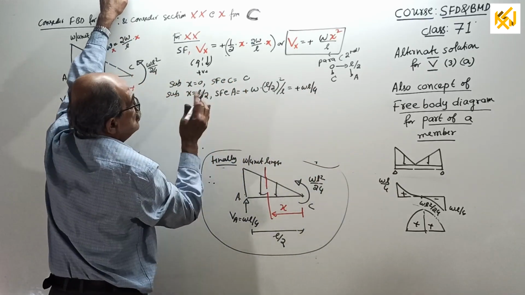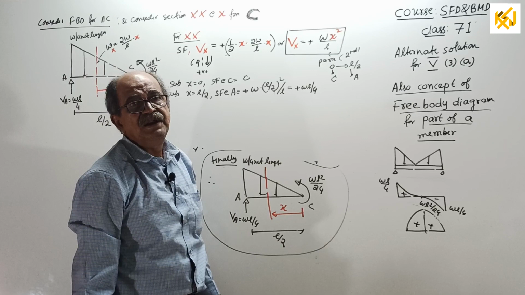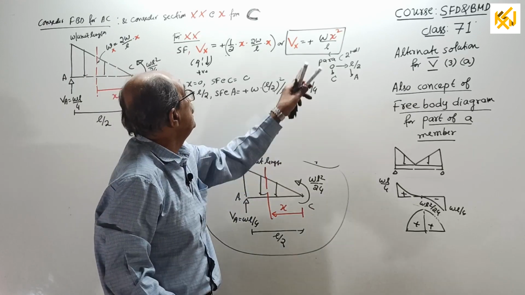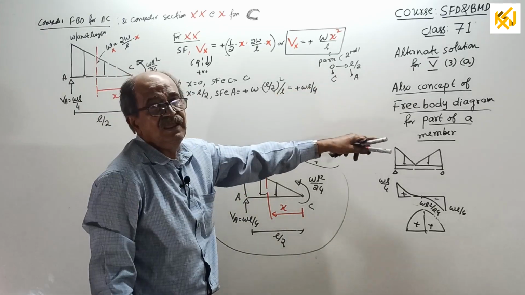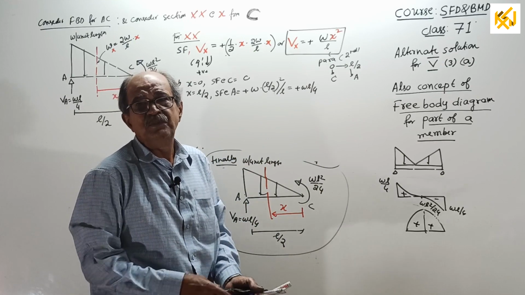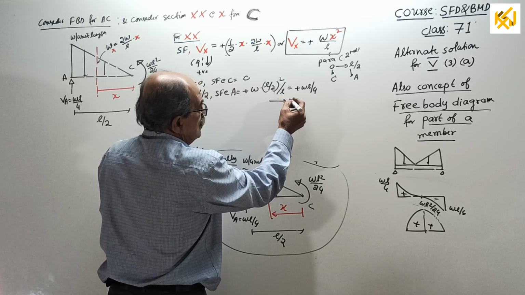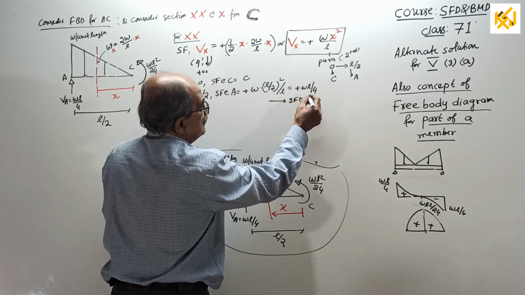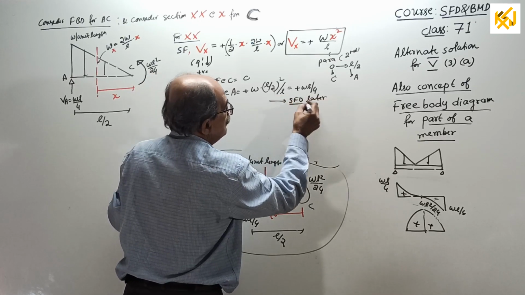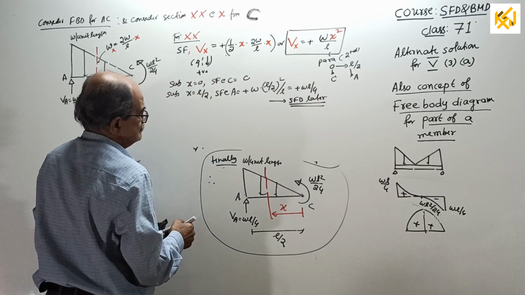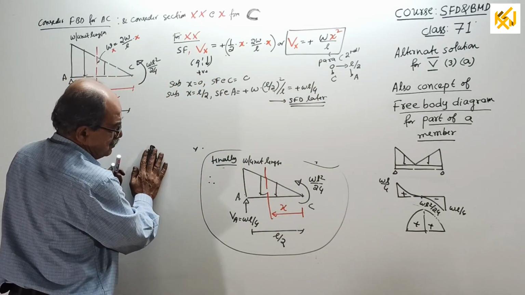And do not waste time to locate the point where shear force is 0, because you already know shear force is 0 at C. So that is the point of maximum BM. This has been told so many times earlier. Now SFD later, not now. Why waste time? SFD later. Okay, this I'll remove.